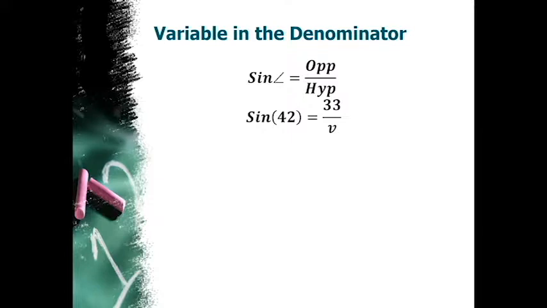In this sample equation, what I have set up here, we have a sine equation. You got the sine of the angle equals the opposite leg over the hypotenuse. So in this problem, I put in an angle measure of 42 degrees. We have an opposite leg that's 33, and a hypotenuse, which is represented by the variable v.